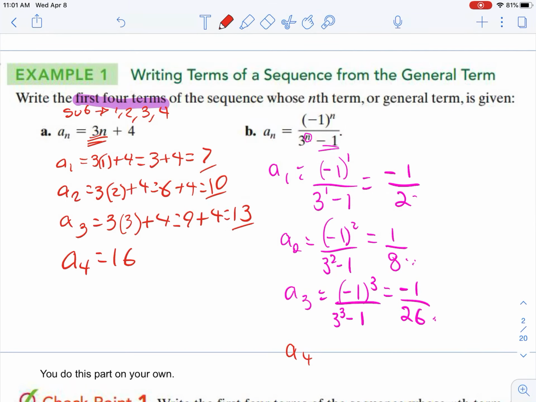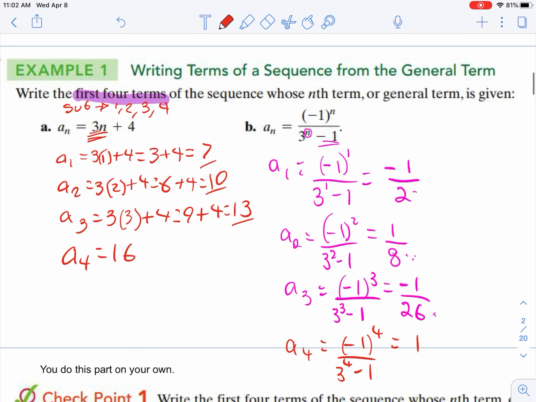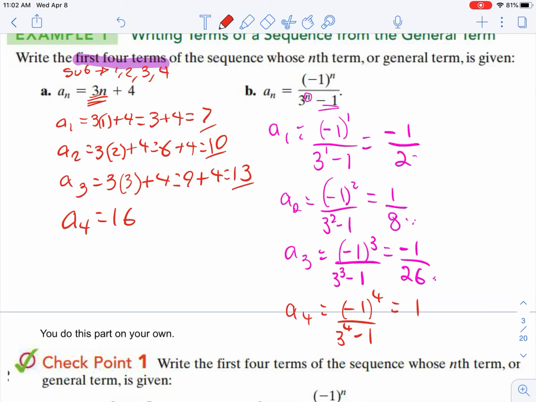And then a sub 4 is going to be negative 1 to the power of 4, which every time you have an even number, it's going to give us a positive on this. And then 3 to the power of 4 minus 1. So 27 times 3 is 81. 81 minus 1 is 80. So that's our first one.